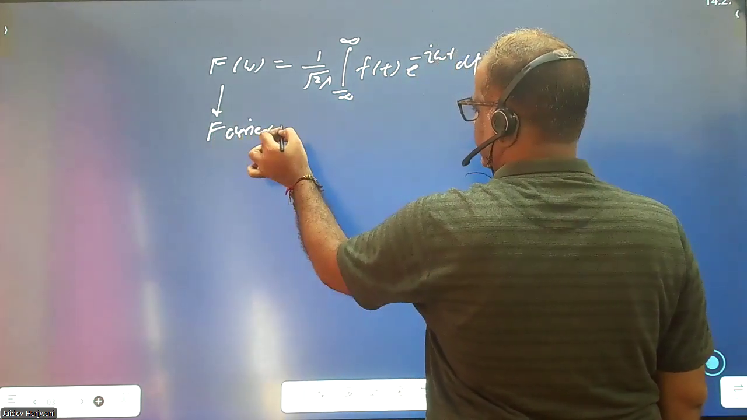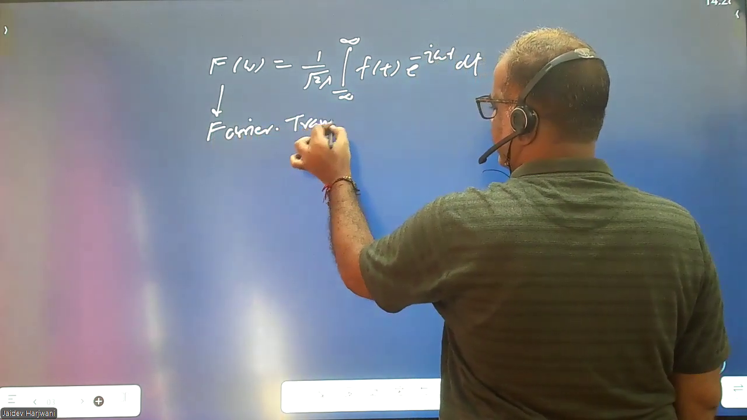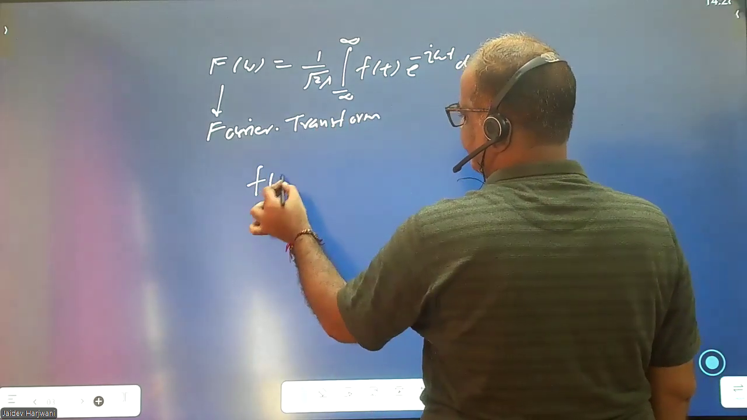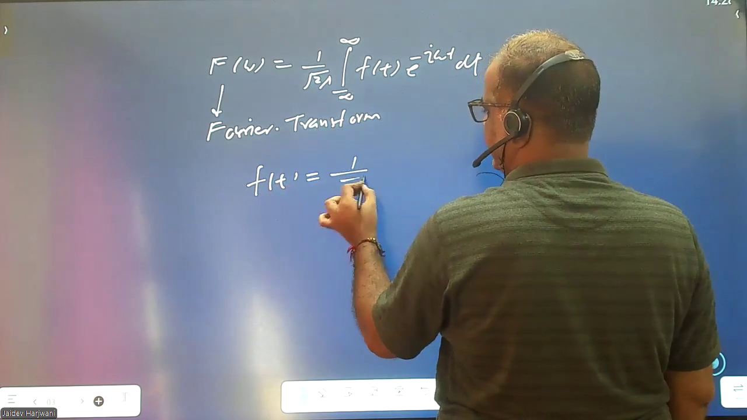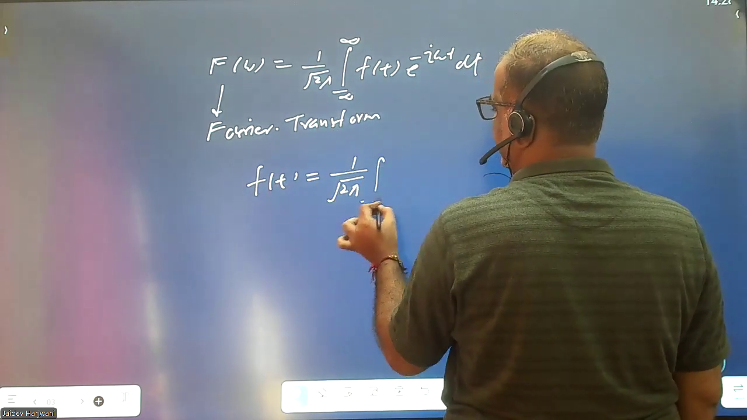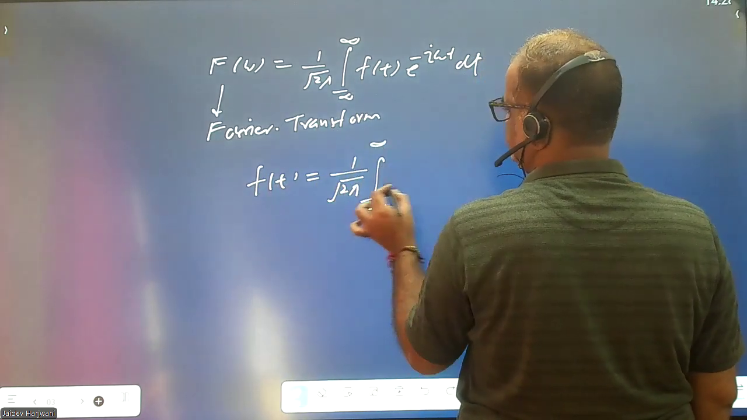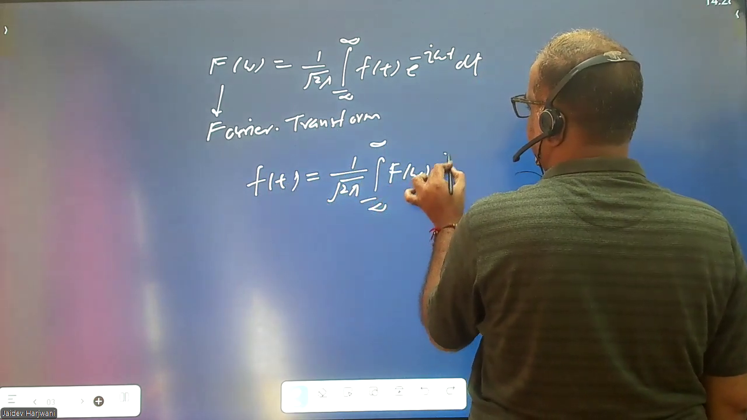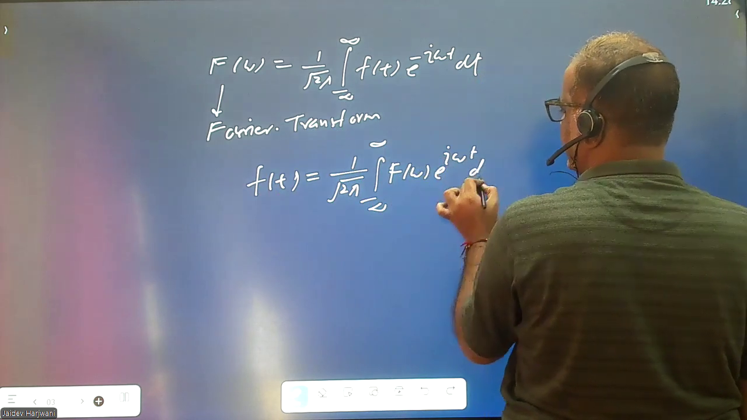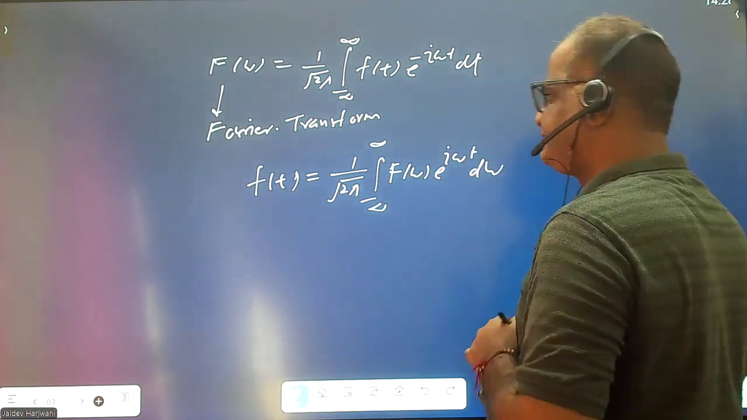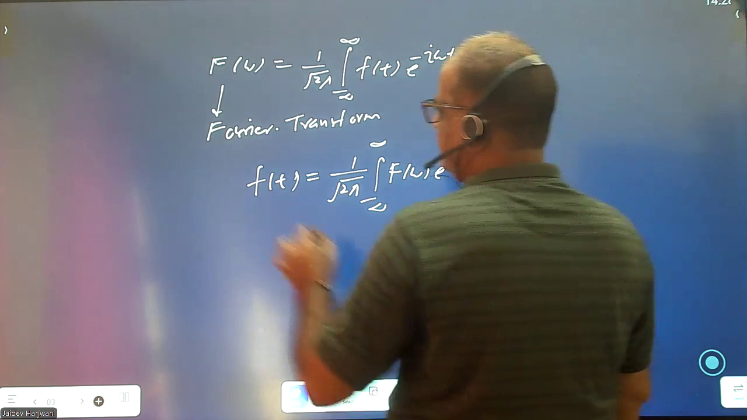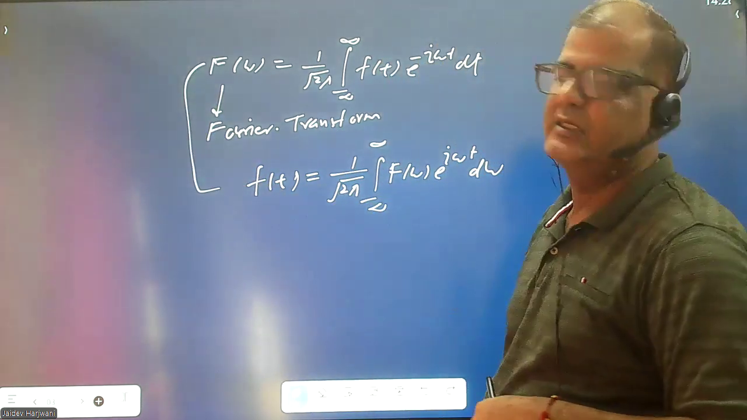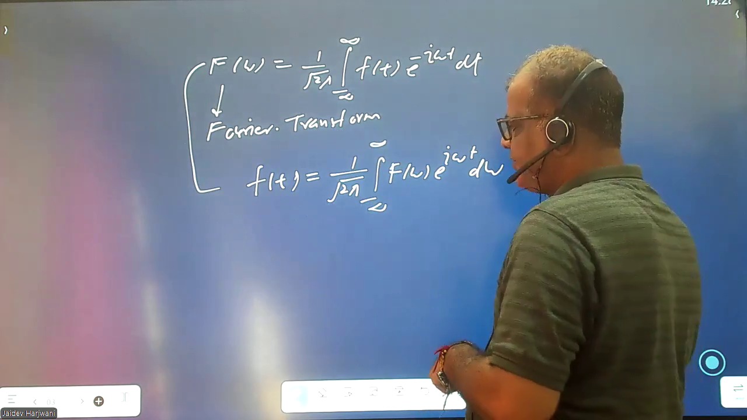Fourier transform, or FT, simply FT. And inverse Fourier transform, we have already seen. This is 1 upon root 2 pi, the integral from minus infinity to infinity of F(omega) e power i omega t d omega. Now these two integrals form a pair. One is the Fourier transform, the other is the inverse Fourier transform.